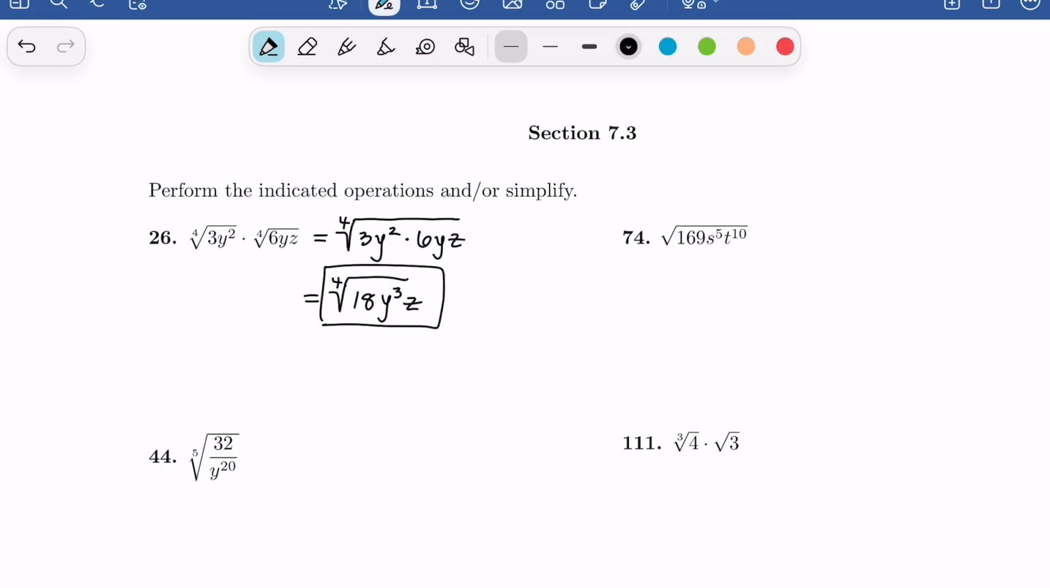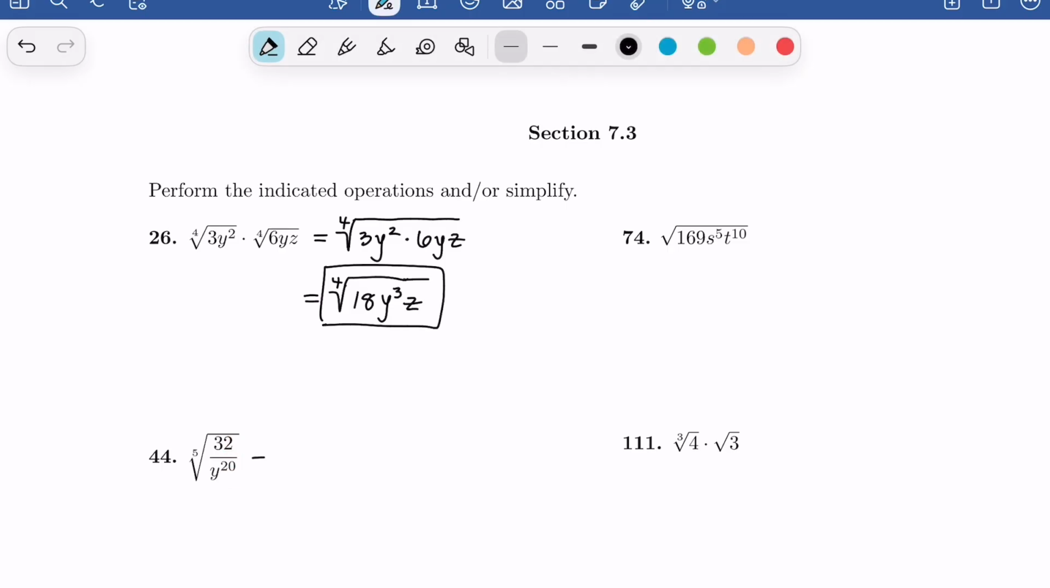Okay, and this entire thing is under that fourth root. All right, let's look at this next example. This one is similar, but instead we're looking at the quotient rule for radicals. Now it says that the nth root of a quotient is going to be the quotient of the nth roots. So essentially, looking at this example here, this fifth root of this quotient is going to be applied to the numerator and the denominator separately.